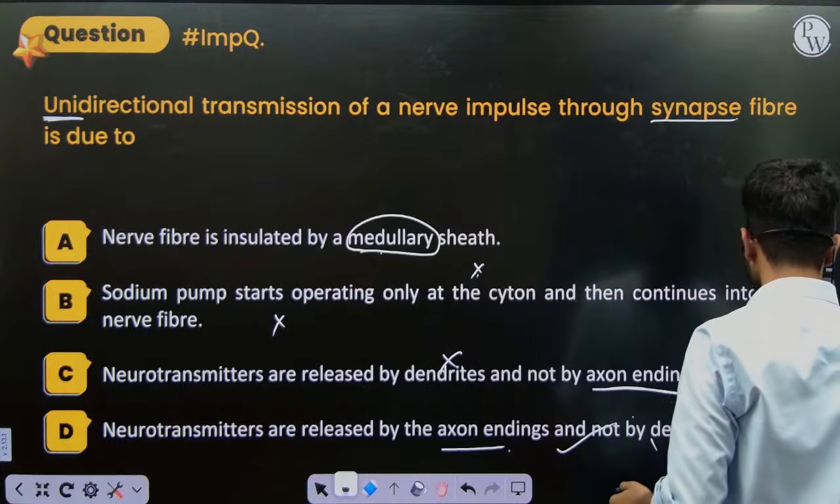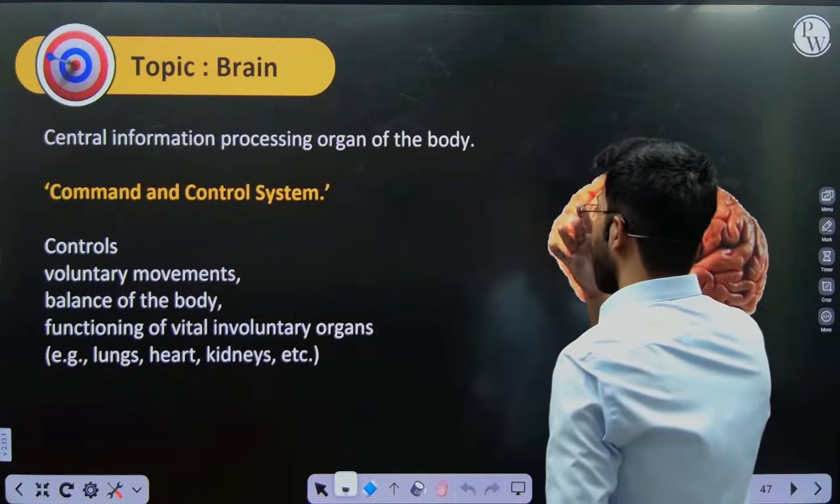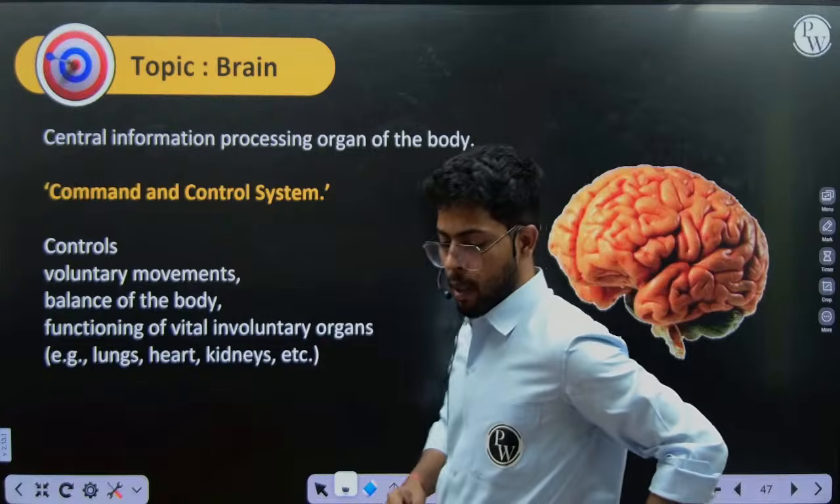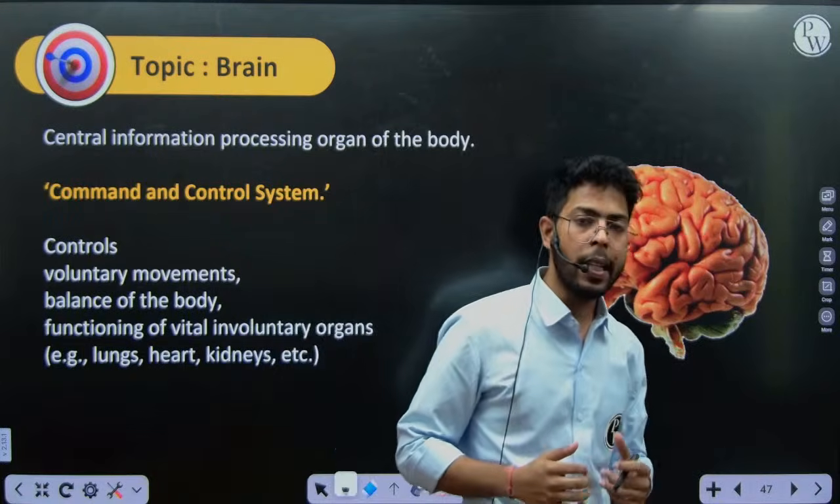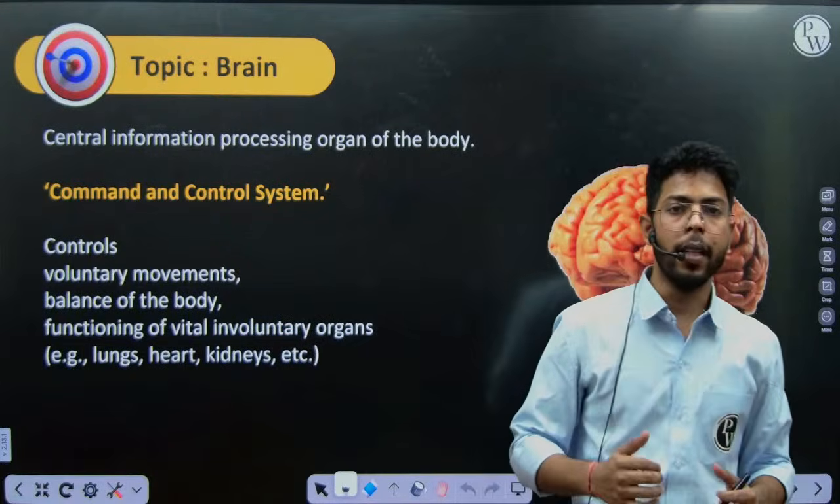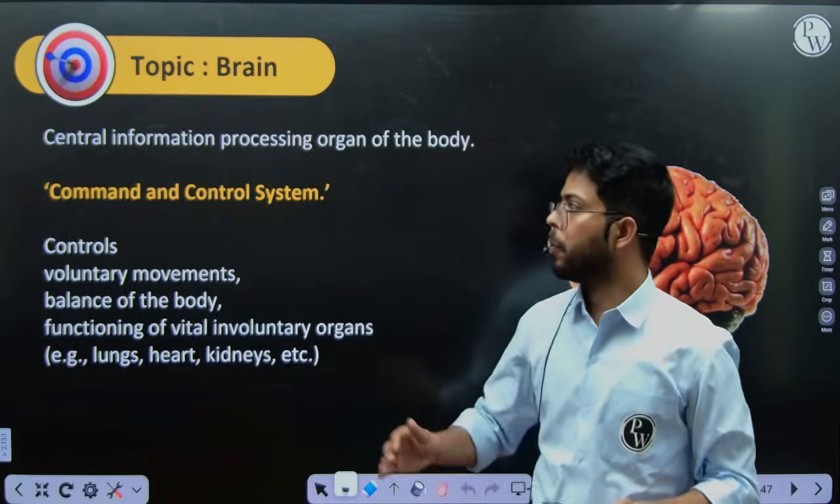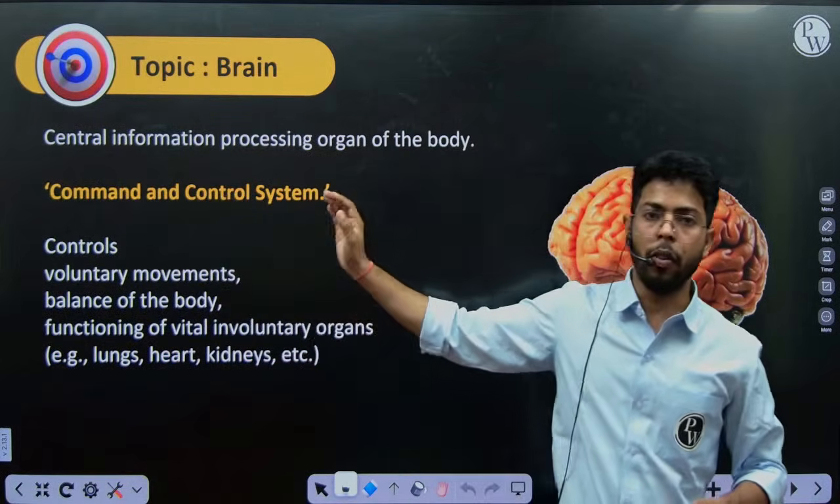So the correct answer is option D. Now the topic is brain. Brain is a part of CNS. In CNS, central nervous system, we have brain and the spinal cord. So brain is the command and control system of our body.